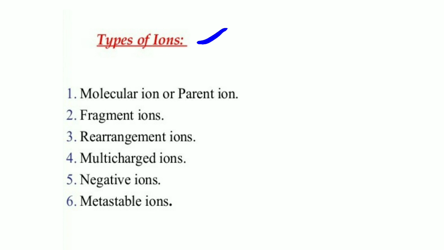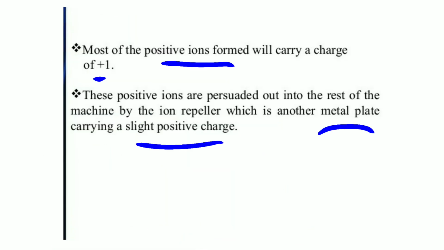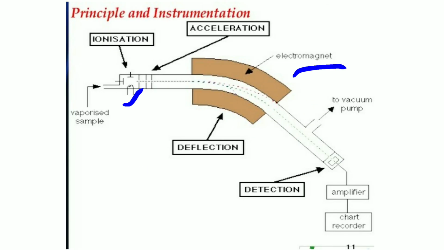Today we learned the basic principle or basic theory of mass spectrometry, and also the instrumentation of mass spectrometry. In the instrumentation, there are different stages. First, the organic compound molecule is ionized. After ionization, it is passed through another chamber where the electromagnet is present, which is useful for the acceleration and the deflection of the molecule.